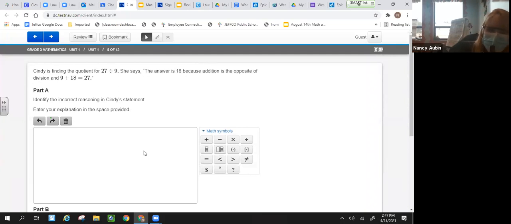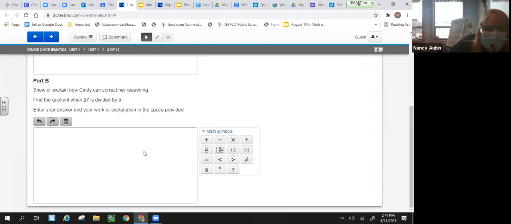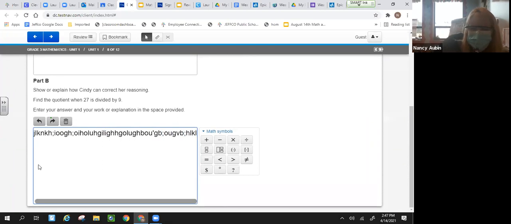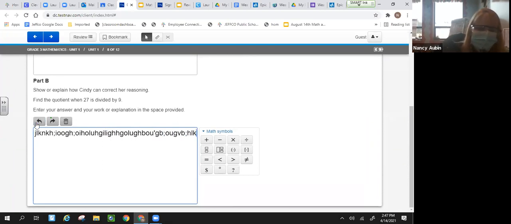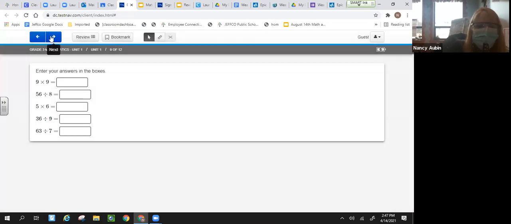No, Cindy is wrong because is addition the opposite of division? Multiplication is the opposite of division, not addition. She should have said 27 divided by 9 is blah, blah, blah. Use your keypad to type. You just click on the box and then you can type, see? But we want to undo that because it doesn't make sense. That's puzzled penguin language.